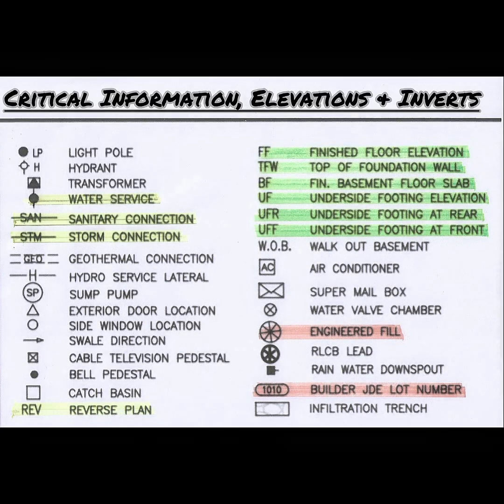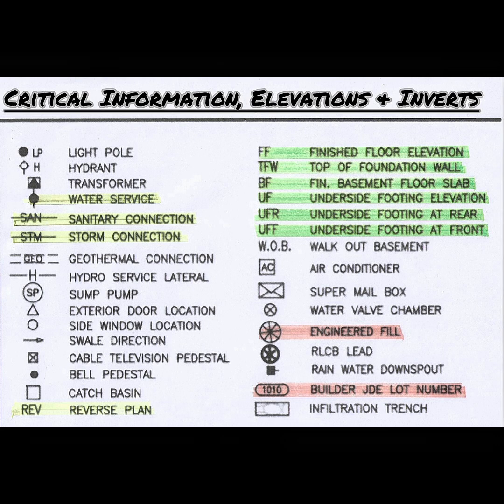Let's quickly talk about critical information, elevations, and inverts. All right, you're looking at your legend, and honestly, this is where most people get lost. This section breaks down all the symbols and abbreviations on the plan. On the left, you've got your utilities and site elements, things like water services, sanitary and storm connections, hydro, sump pump, and even swale direction.